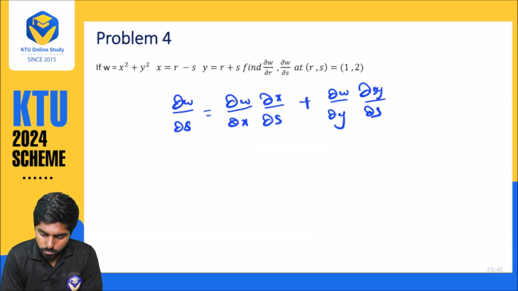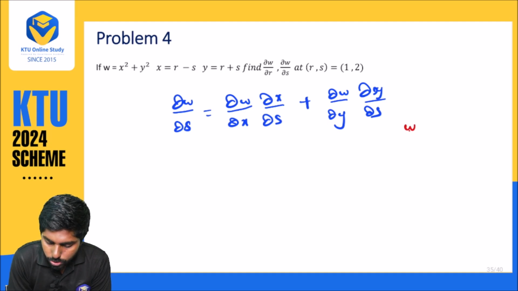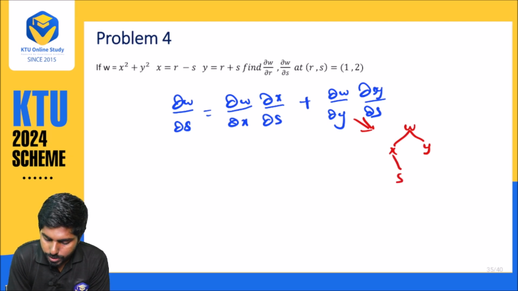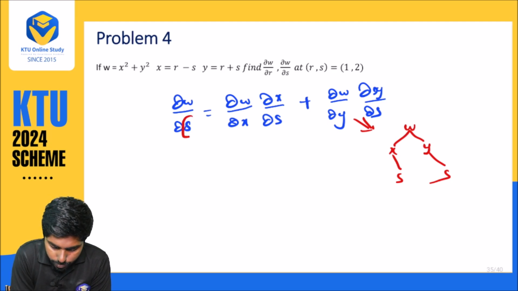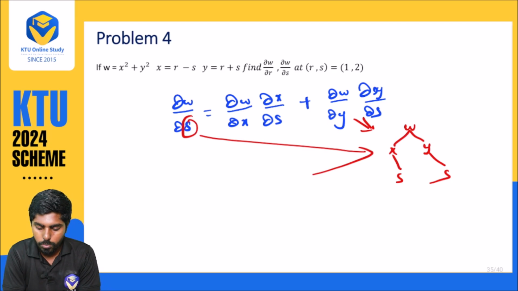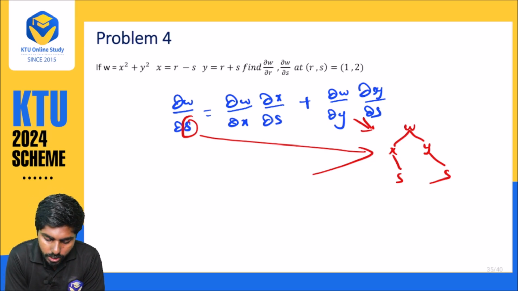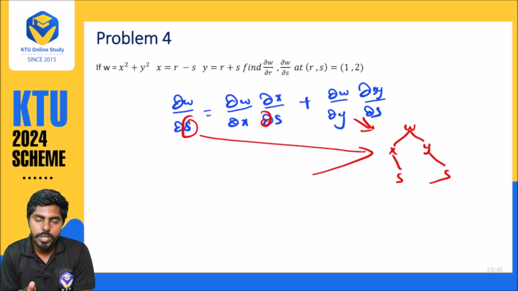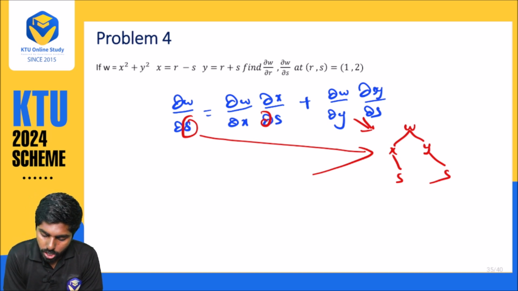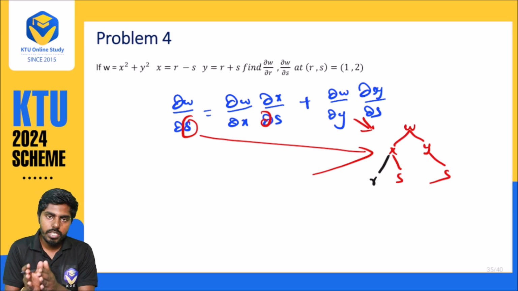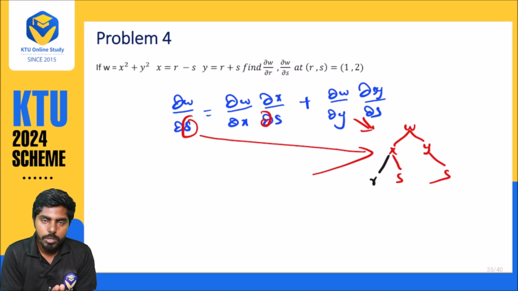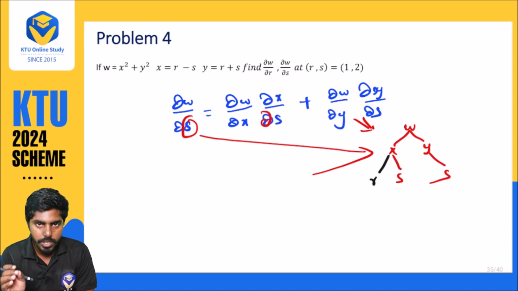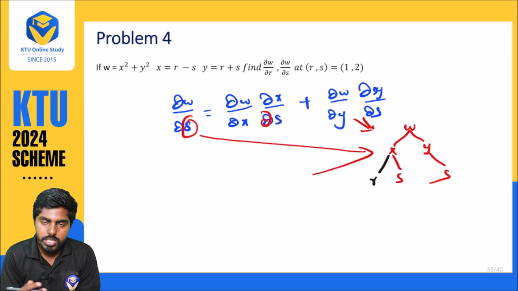So the chain is what? The chain is nothing but w is depending upon x and y, and x is depending upon r and s, and y is also depending upon r and s. So this is the way the formula is there. The reason I am using partial derivatives is that x is depending upon two variables, r and s, so we use the symbol dou. If it is depending upon only one variable, we will be writing dx by dt. That's the thing. Now we will be solving the problem.